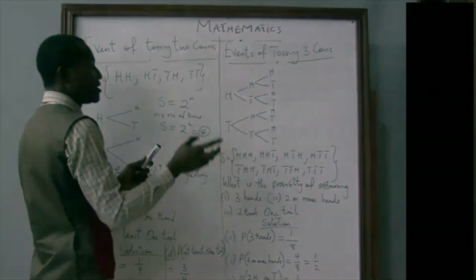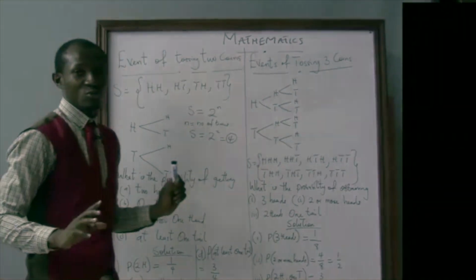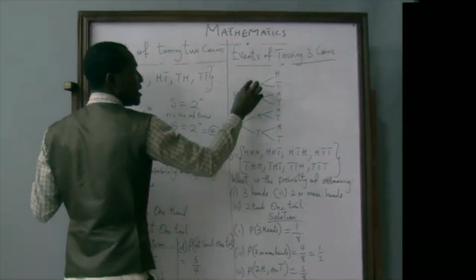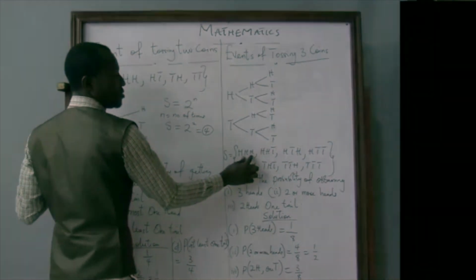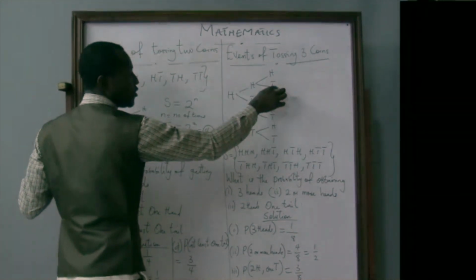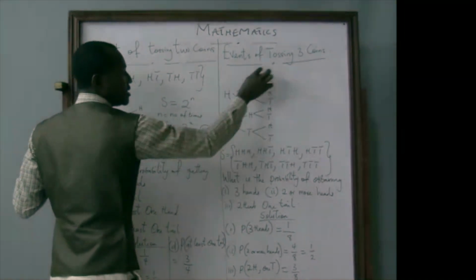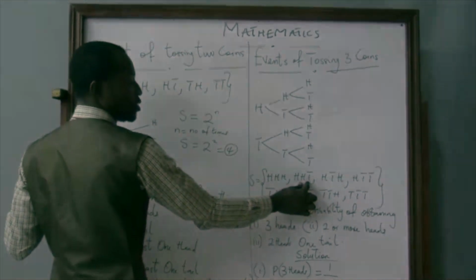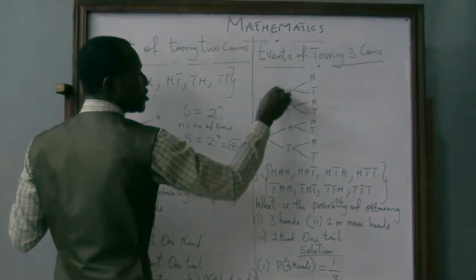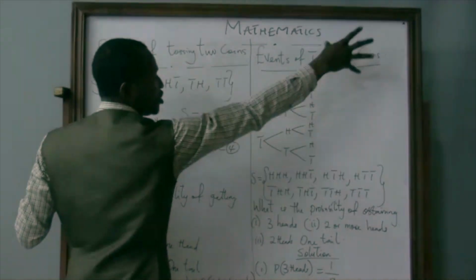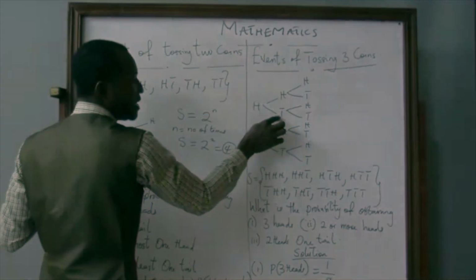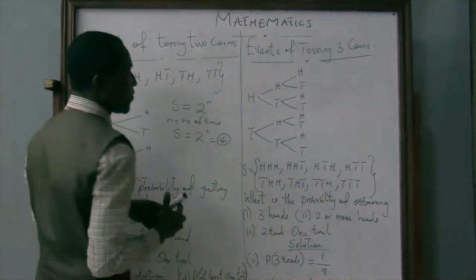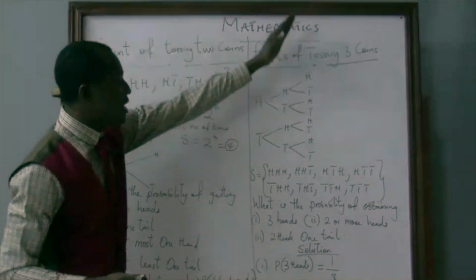There are people who can get it offhand without even drawing the tree, but this tree helps us to get it perfectly. So you just start counting. Now we have head, head, head. So that's the first one. Then head, head, tail, because you have not exhausted the possibilities here. We still also have a tail, so that will be head, head, tail. That is the next possible outcome. Then, since we have exhausted this particular branch, we move to this one. Head, tail, head. That's how I got this. Head, tail, tail. That is head, tail, tail. Now I've exhausted the branches on this side.